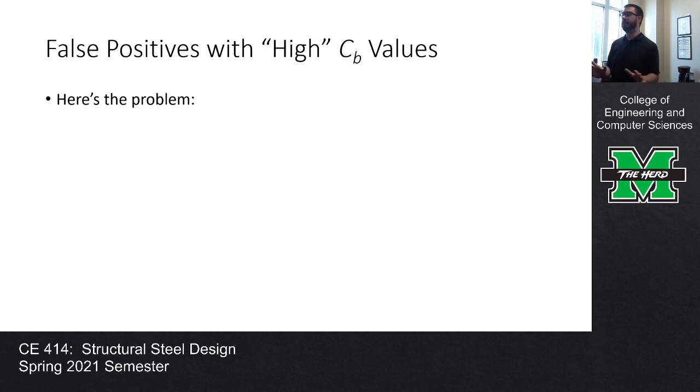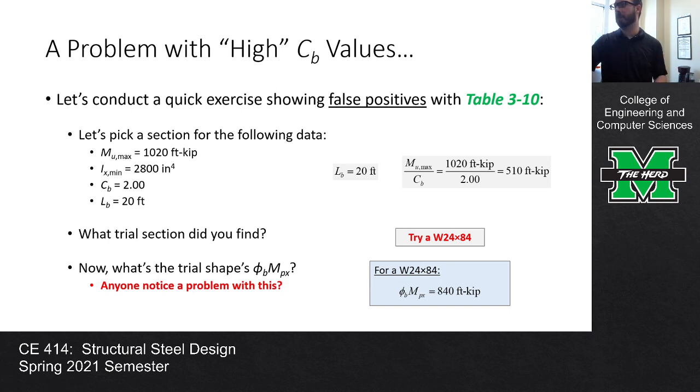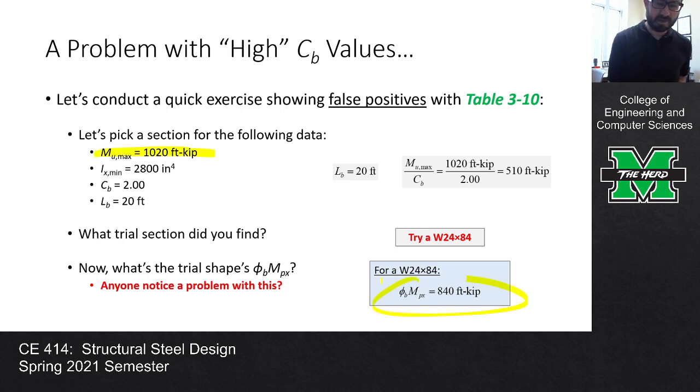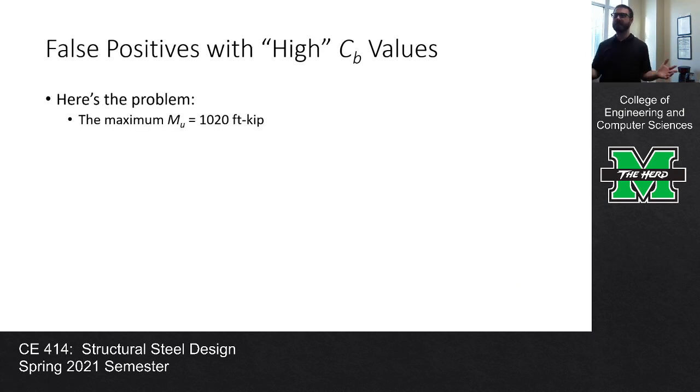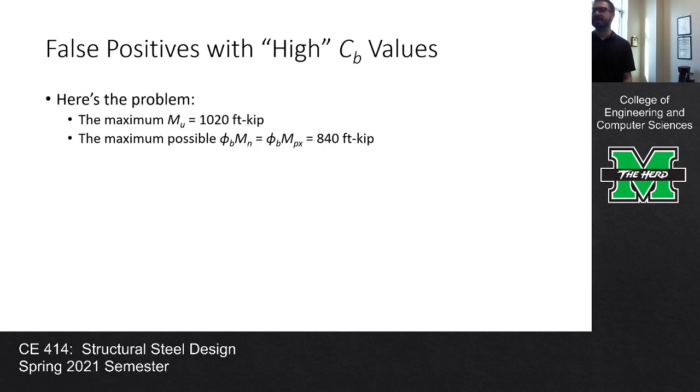So here's the problem. If you look at the section we just picked, remember the maximum moment is 1020 foot-kips. We can go back here and see where we're picking a section for the following data. Look right here. The maximum moment was 1020 foot-kips, and look at this, phi-Mp is 840. So maximum Mu is 1020 and the phi-Mp is 840.